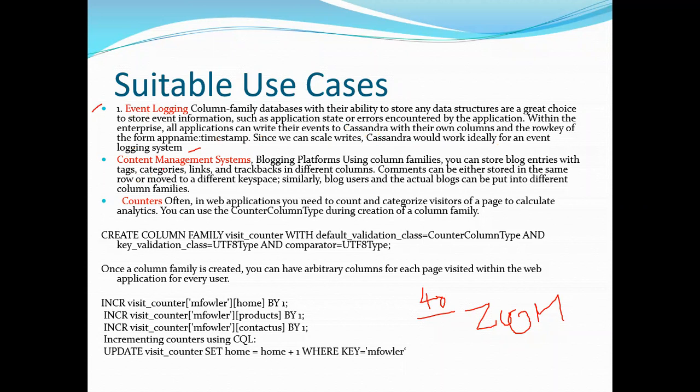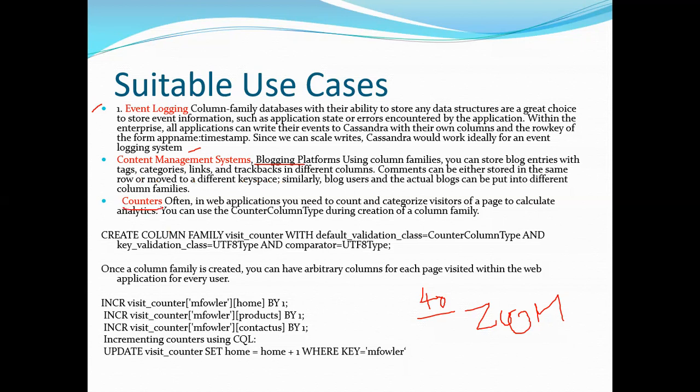Next, content management. Everybody knows blogging. So in blogging platforms using column families, you can store blog entries with the tags, categories, links, trackbacks in different columns. Comments can be either stored in the same row or moved to a different key space. Similarly, blog users and actual blogs can be put into different column families.